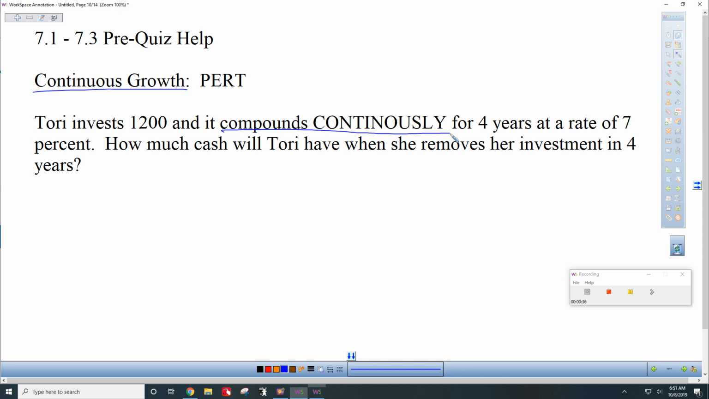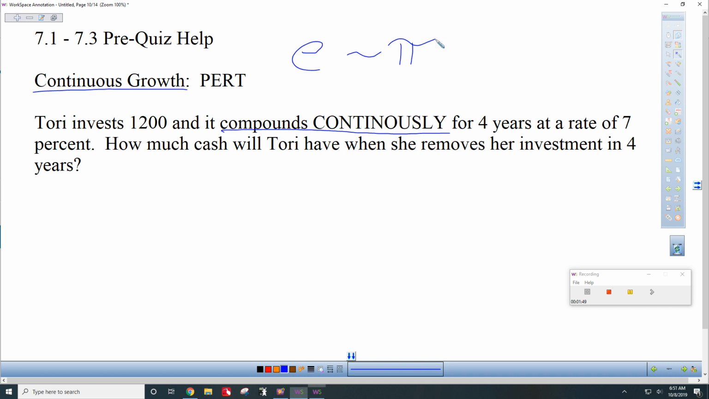Even if your investment compounds continuously, so every instant it compounds on itself, that still won't make you a super billionaire. There's a limit to how much that compounding can help you, and that limit helps us find a really important number in math. It's called E, and E is kind of like pi, meaning it is a number. It doesn't change.